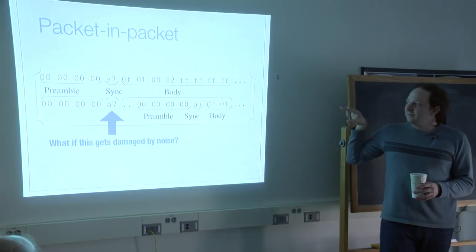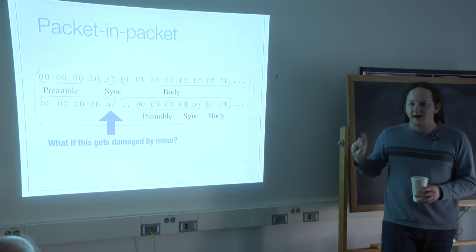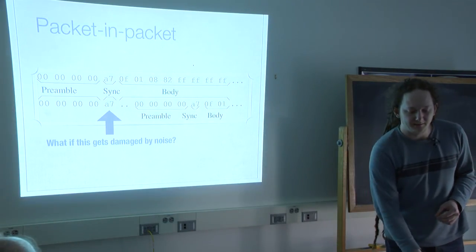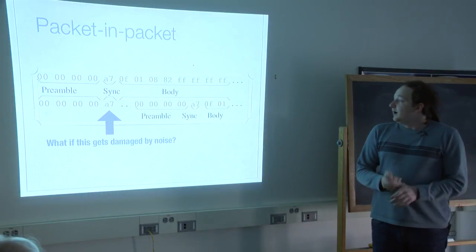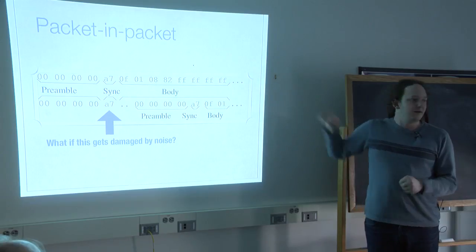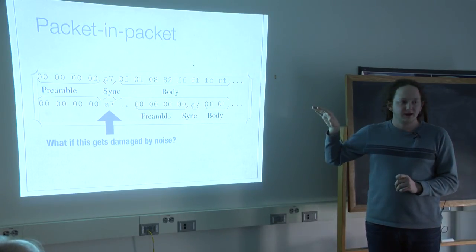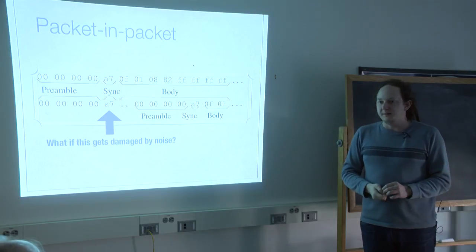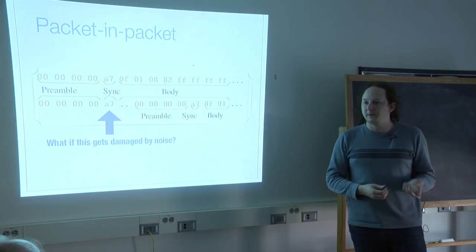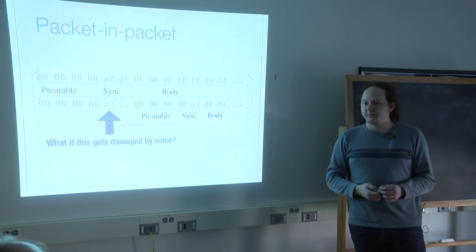So because the start of frame marker uses the same symbol set as the body of the packet, we came up with an attack called the packet-in-packet attack. So just looking at the hex in the top row for now, that's a Zigbee packet. If the end of that packet gets damaged, then the checksum, except by an act of God, will be wrong. And when the checksum is wrong, the packet will get dropped.